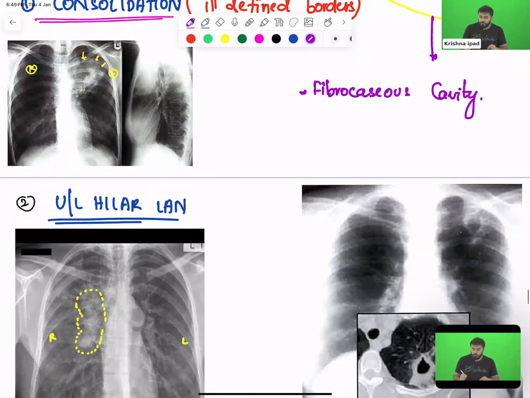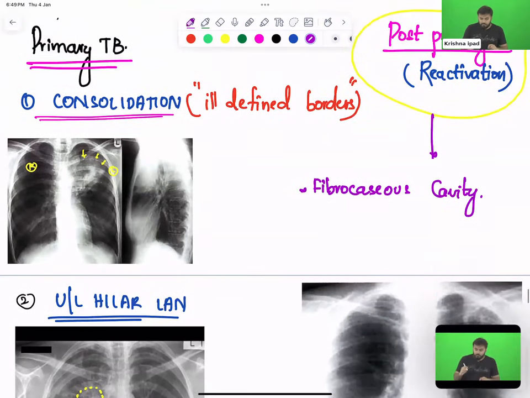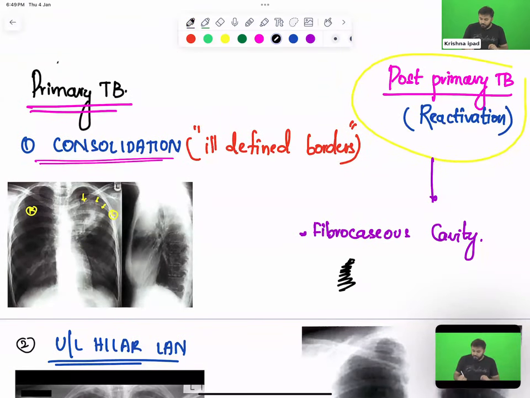Okay. Now, all of you look here. What is a fibrocaseous cavity? See, this is how the cavity looks. This is the lung border. In the center, this white color part is called a cavity. And this cavity is surrounded by a fibrocaseous network. It is surrounded by a very thick wall. This cavity is the same as a bottle cap. You open a bottle cap, you see, this is a cavity.